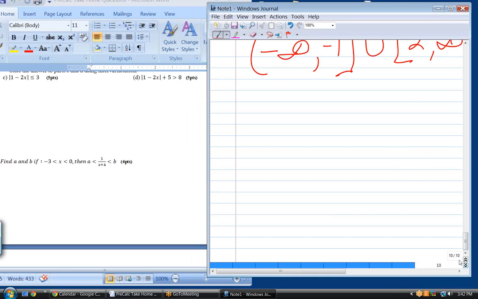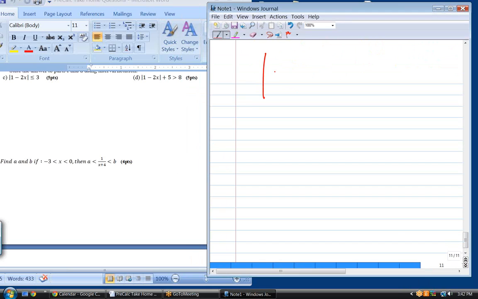So here, I'm going to go down a step. The very first step when you have an absolute value sign is to isolate the absolute value. In other words, in the previous problem, it was already isolated. But in this problem, it's not. There's a 5 being added to it. So the first step is to move that 5 to the other side. So we're going to minus it.